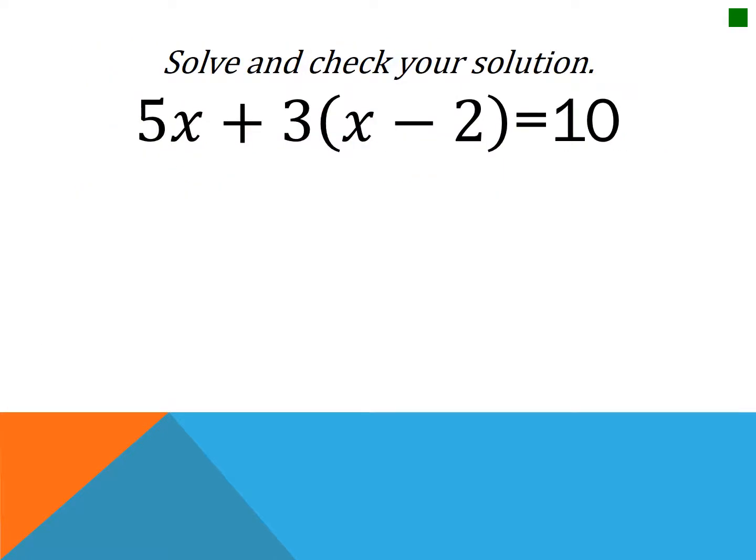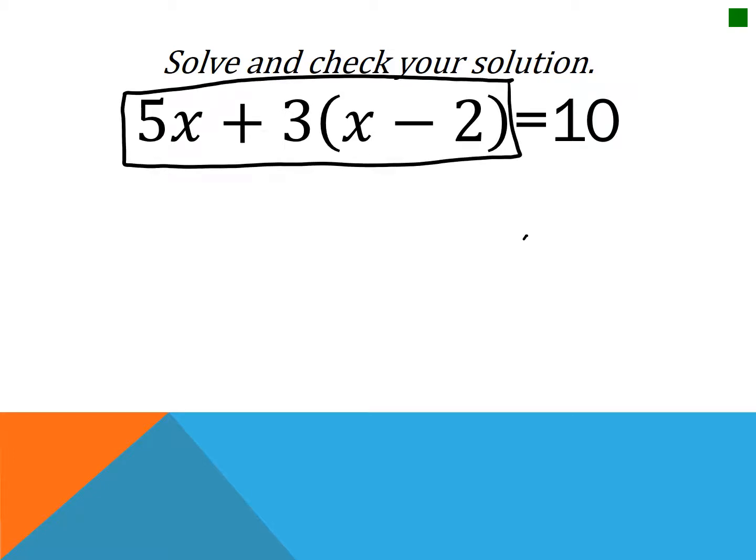All right, so we're going to solve and check. First of all, I'm going to draw a box around this left side of the equation because that's where my X is. I am looking at the distributive property, so I'm going to take care of that first. I'm going to leave the 5x plus, and do my little rainbows. 3 times x is 3x. 3 times negative 2 is minus 6, equals 10.